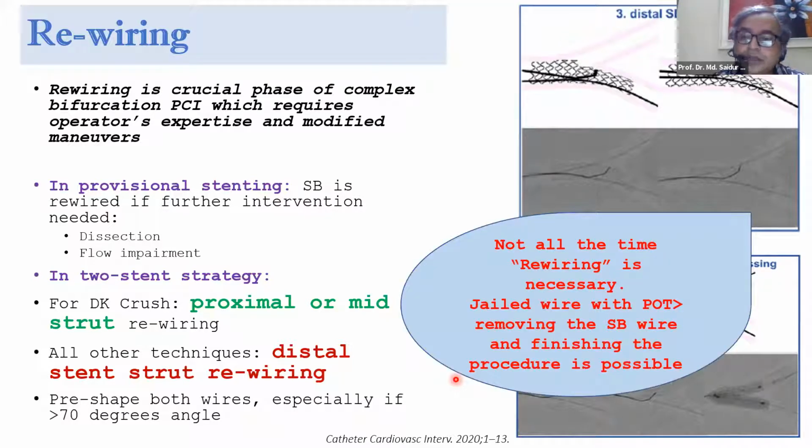Not all the time is rewiring necessary. Jailed wire with POT and removing the side branch wire and finishing the procedure is sometimes possible and makes your life easy.